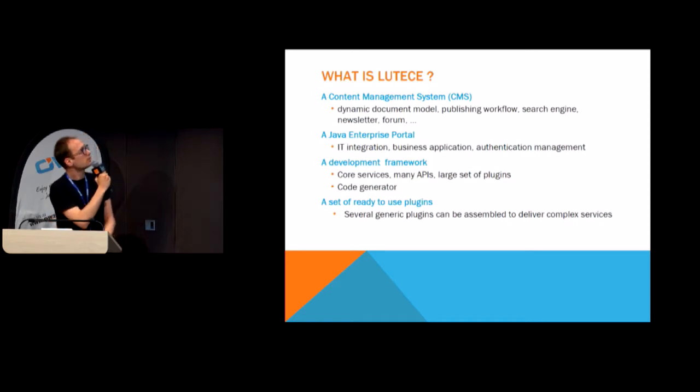So now that we've seen the open source history of the project, what is Lutece? Or more precisely, what has Lutece been at the different steps of its evolution? In 2002, it was basically a content management system that allowed the city of Paris to run the 20 websites for the districts. So you had dynamic document models, publishing workflows, a search engine, newsletters, a forum, and many features that you need for such websites.